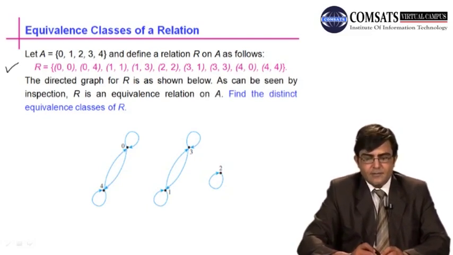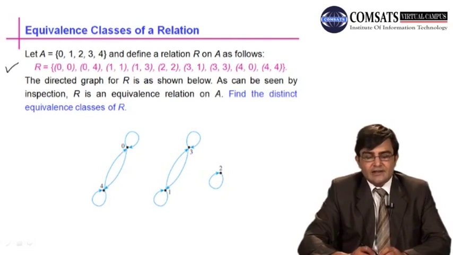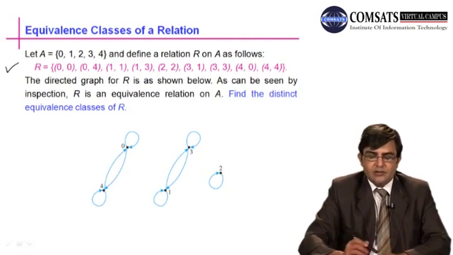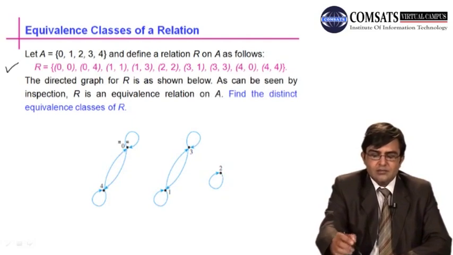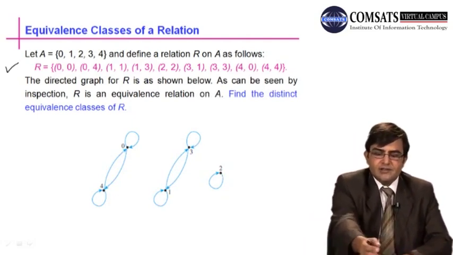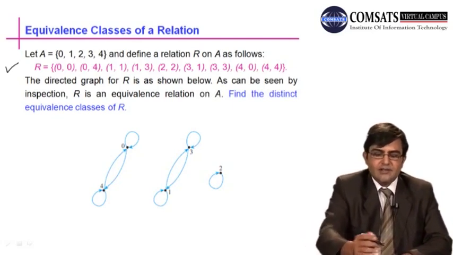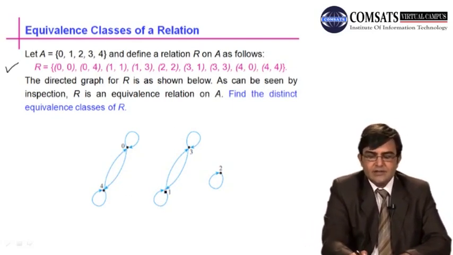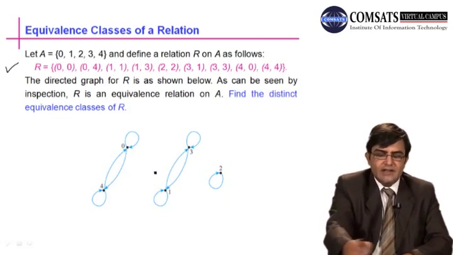Now we can construct the directed graph of this relation. We write 0, 1, 2, 3, 4. How do we write 4 here? Because 0 is related to 4, but 2 is not related to 4, and 1 is not related to 0. So therefore we write the elements here.